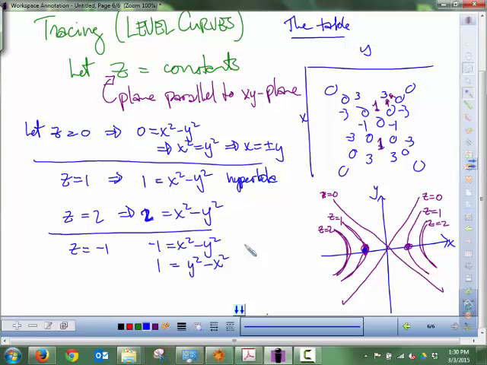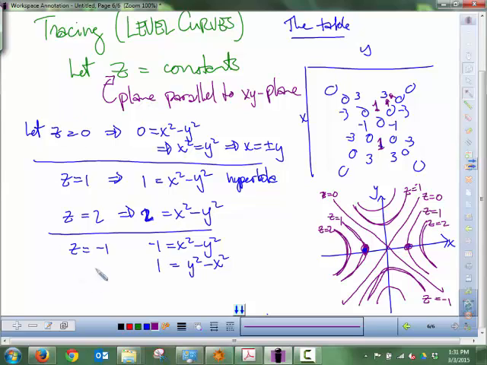So now the orientation of this hyperbola is going to change, and that is going to give us a hyperbola that opens up and down instead of sideways. So z is equal to negative 1. And then if you can imagine putting more negative numbers here, you're going to get more hyperbolas. Okay? So that's how we can view level curves in that way.